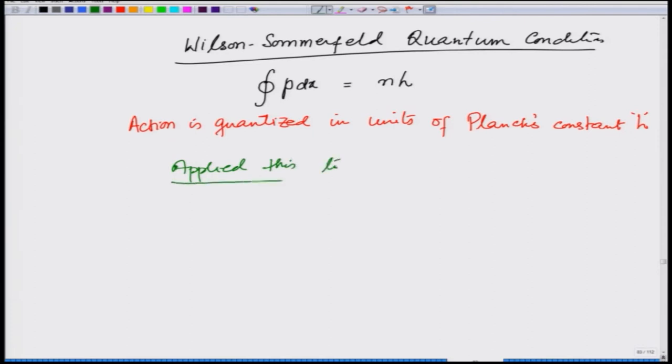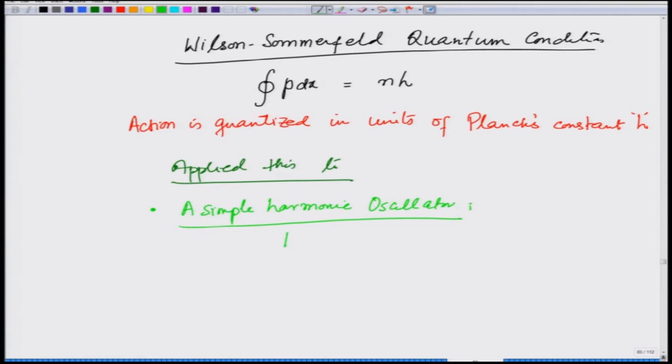Number one, a simple harmonic oscillator, that is a particle of mass m performing simple harmonic motion, and we found that the energy of the nth level is given as n h nu, which matched with whatever explained the black body spectrum earlier.